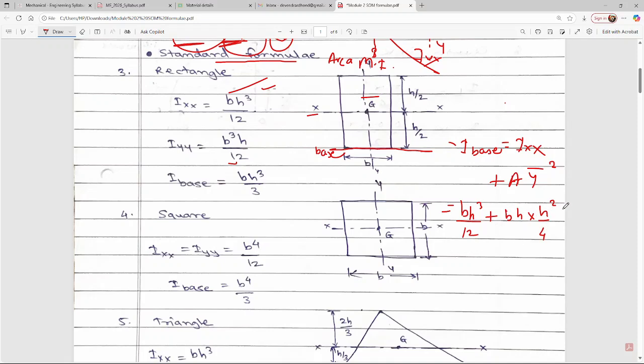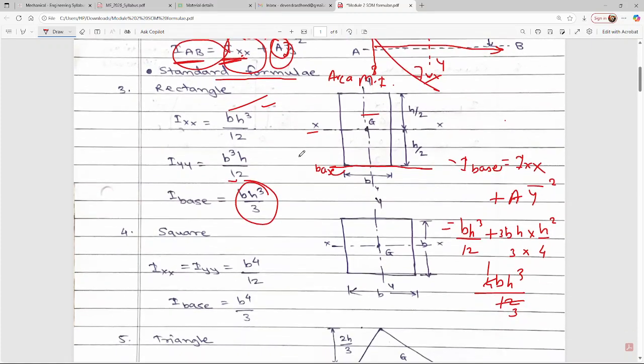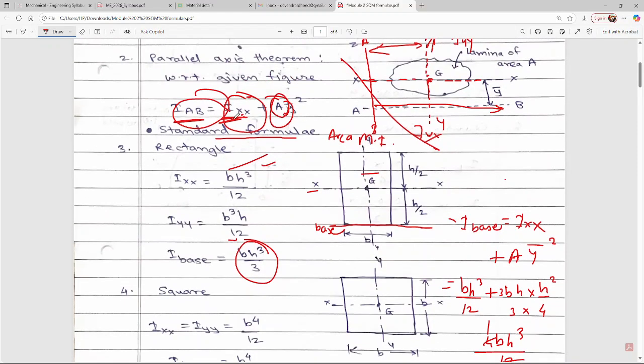So b h cube by 4 plus b h cube by 12. Means here we need a 3, here we also need to take a 3. So 3 plus 1 is 4 b h cube by 12, okay, so b h cube by 3 is I base. Right? To understand how we calculate this I base, it is with a simple parallel axis formula.